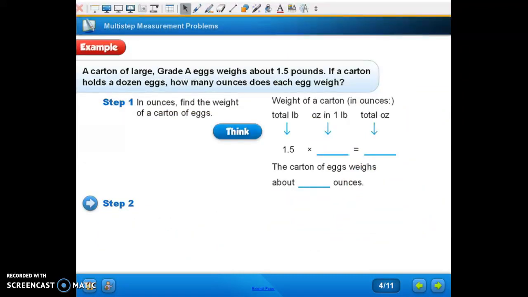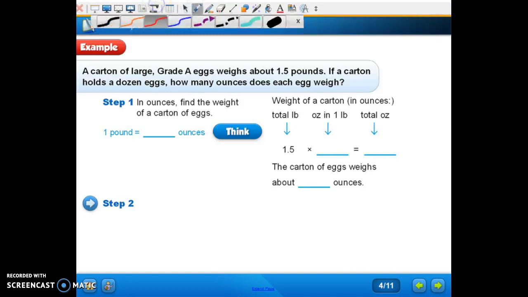Okay, now we're going to go on to the example on page 418. It says a carton of large grade A eggs weighs about 1.5 pounds, or 1 5/10 pounds. If a carton holds a dozen eggs, how many ounces does each egg weigh? In ounces, find the weight of a carton of eggs. 1 pound equals how many ounces? Remember from last week? 16.